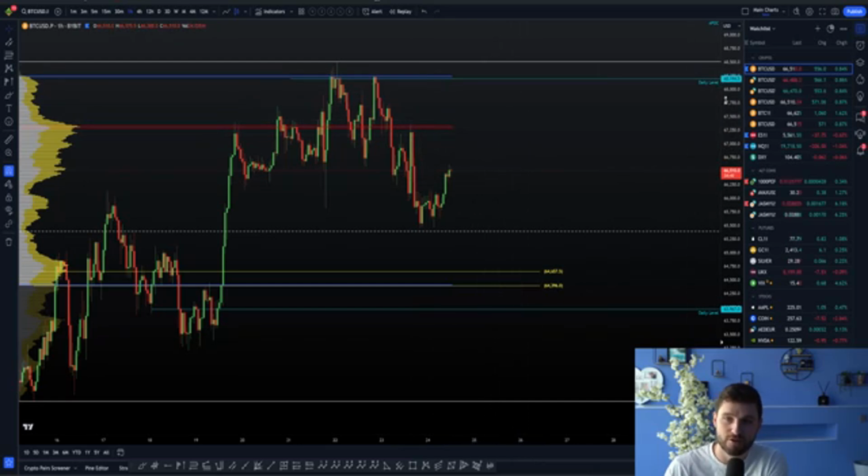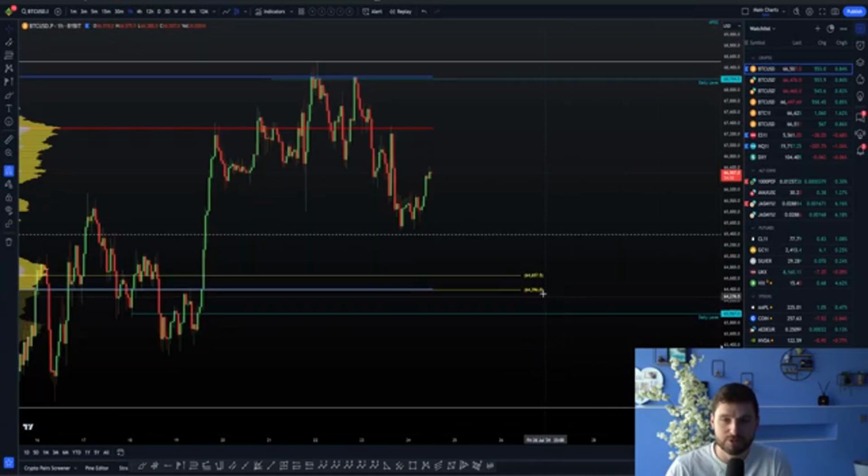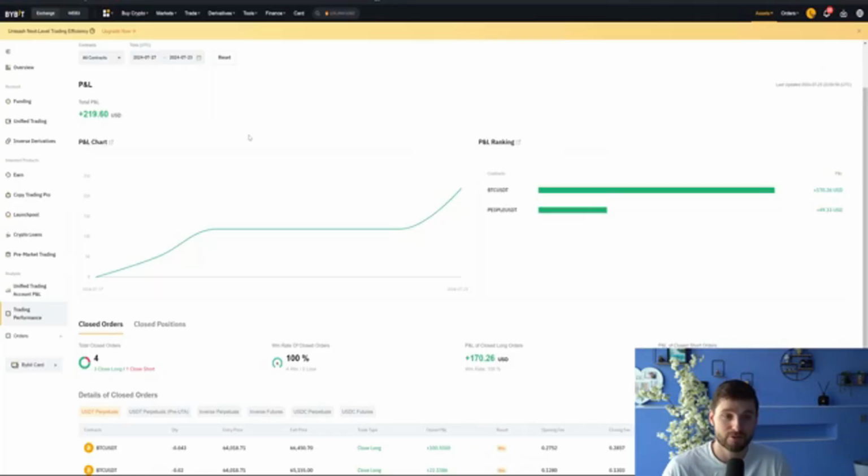Next level would be, of course, the daily value area high. Above us, then we're heading towards $70,000. So that would be my perspective of what I feel are the highest probabilities and how I am trading this. And I will give you an update on the conservative trading account that I'm trading.